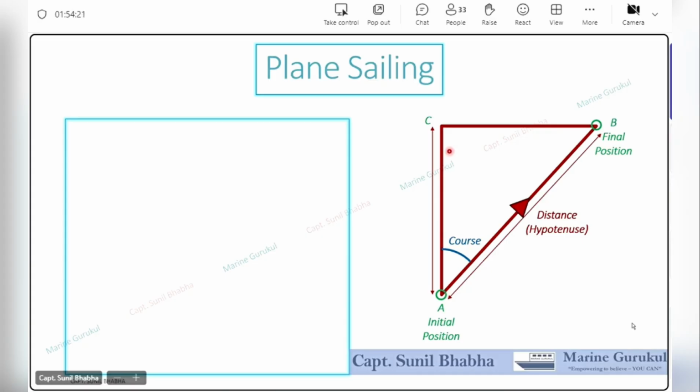The vertical side of our triangle, Alpha to Charlie, if this is measured on a Mercator chart, gives us the d lat, or difference of latitude, between our initial and final positions. The third side of the triangle, the horizontal side, Charlie to Bravo, if you measure this side on a Mercator chart on the latitude scale, gives us the departure between our initial and final positions.